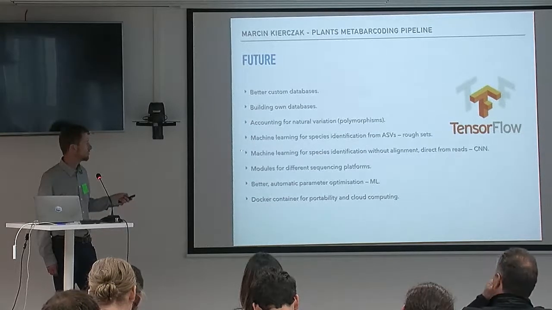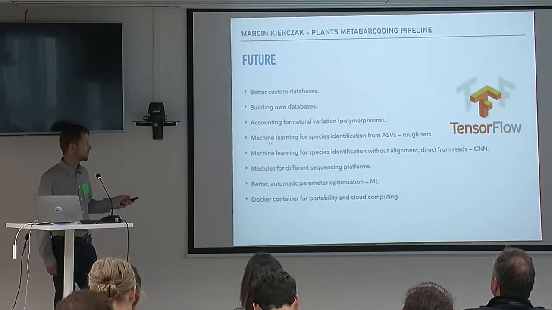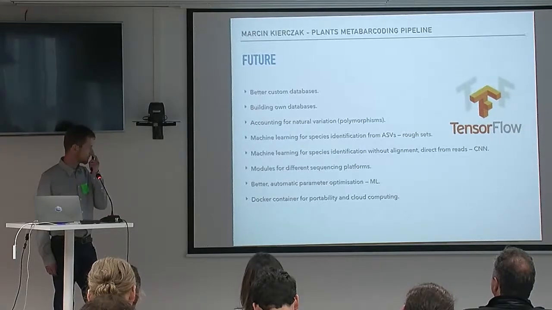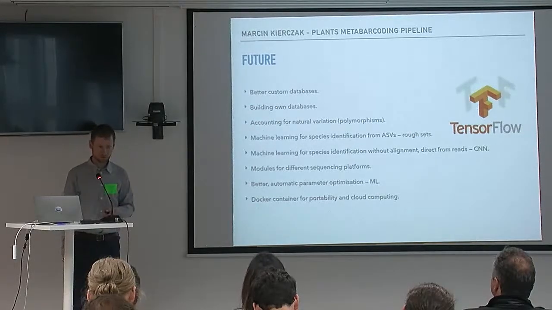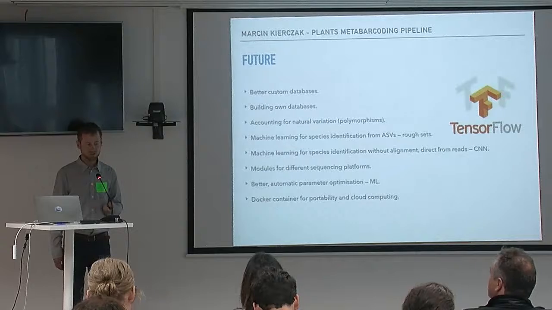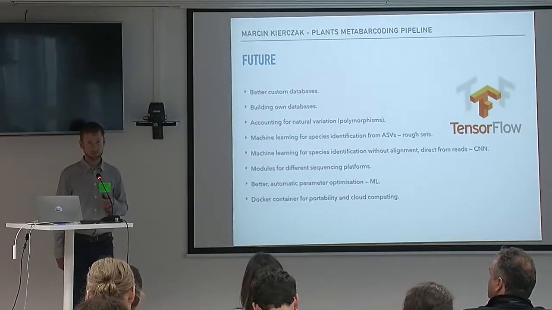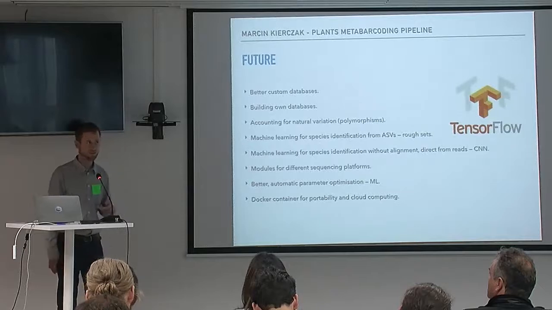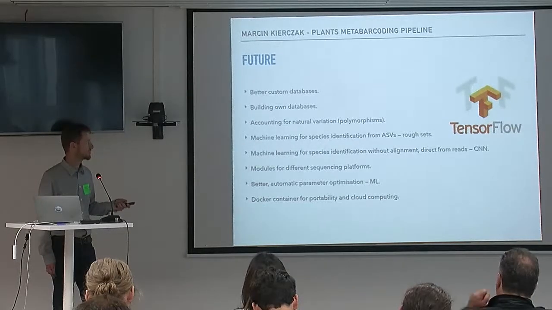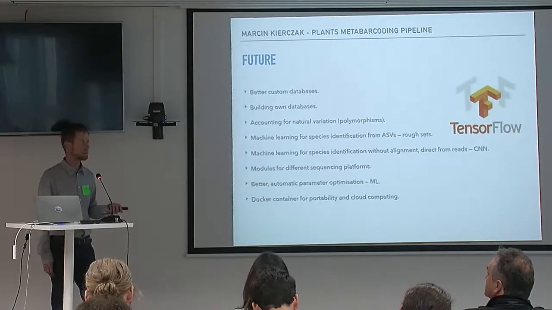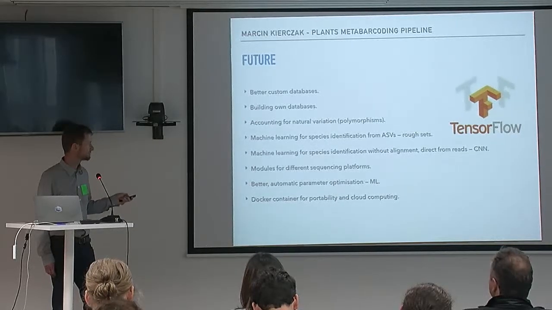We would like to go for machine learning for species identification, and I'm planning to use some technique that is called rough sets. In short, the strength of the method is that it is very honest about how ambiguous an identification is, so it can actually give you probabilities, or it can say, based on the data, I cannot really identify this sample.